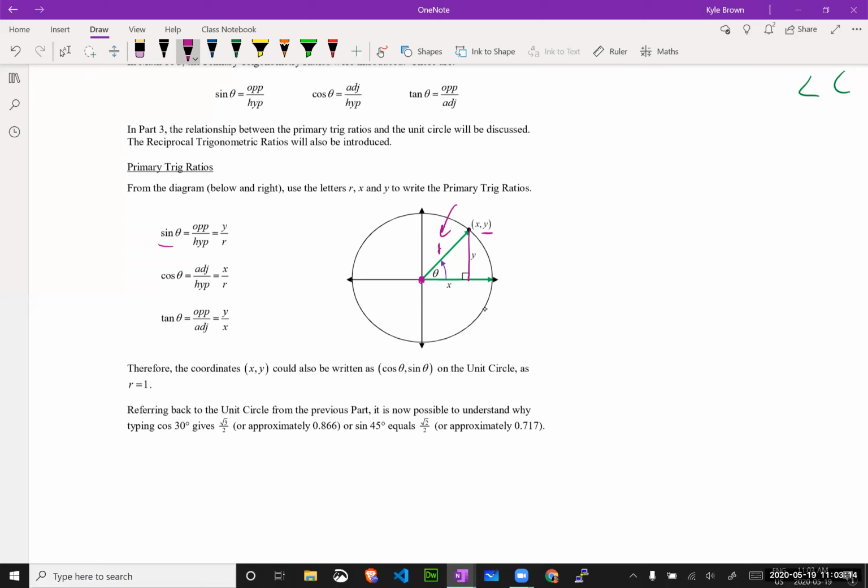So I've got opposite over hypotenuse, y over r, and I know that r is 1. So in the end, I can say that's y over 1, which is really just y. So when we're talking about a unit circle, whenever your hypotenuse is 1, then I can actually say that y is equal to sine theta. They're the same thing as long as my hypotenuse is 1. And that's going to be handy because we're going to be able to use that in certain scenarios.